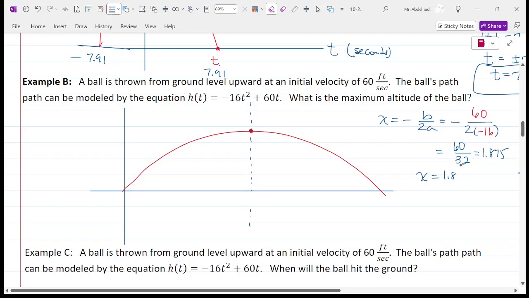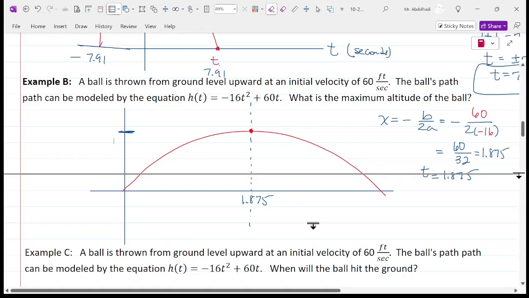Oh, sorry, that's not x, that's t, my bad. Well, it's x in the formula, but what we're finding here is t. So, yeah, in this case, it's a t for the purposes of this particular function. 1.875, so that's where you are. This is 1.875. But is that what we're looking for? No, that's the time that you hit the highest point. What is actually the height of the highest point? What is this value here? Yeah, plug it back in, please, and tell me what is the maximum altitude of this ball.